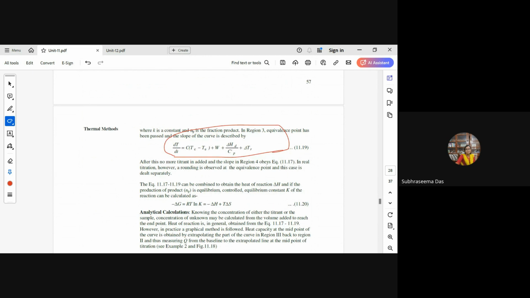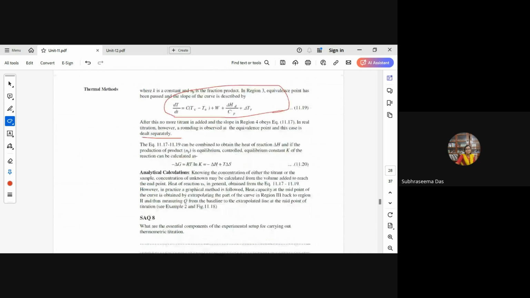However, in real practice, a rounding is observed at the equivalence point, and this case is dealt with in a separate manner. The equations 11.17 to 11.19 are all combined together to obtain the heat of the reaction, delta H, and K is calculated as minus delta G is equal to RT ln K is equal to minus delta H plus T delta S. That is the general reaction.